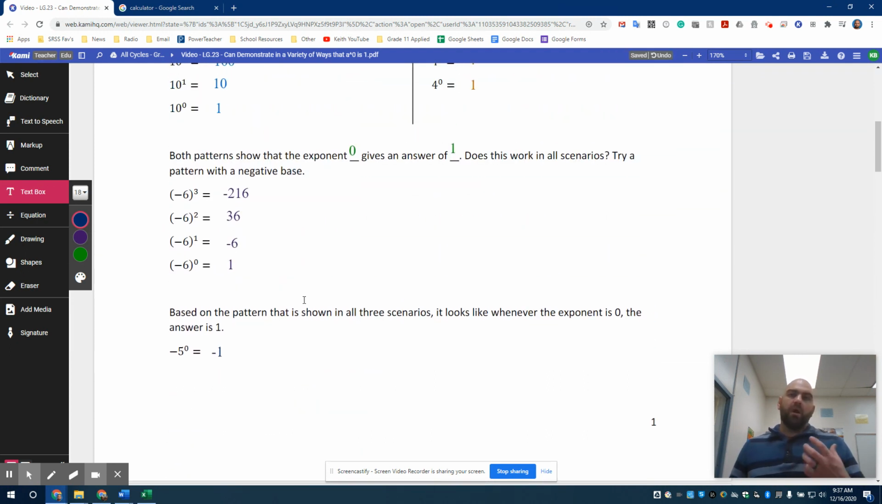Okay, so we can show, and again, this is using inductive reasoning, that anytime we have the power 0, our answer is 1, using inductive reasoning. And that's the important thing to understand, is inductive reasoning.